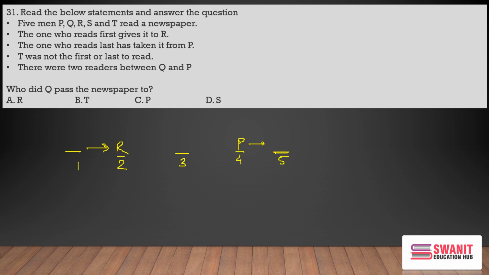So we have already filled up the second and the fourth positions. Now T is not the first nor the last, so T must be over here. There were two readers between Q and P. So if P is here and there are two readers between Q and P, Q should come here. So it is PQR. Now S is over here. So this is how the newspaper was handed over from one to the other. Who did Q pass the newspaper to? Q has passed the newspaper to R, and therefore the answer is option number A.